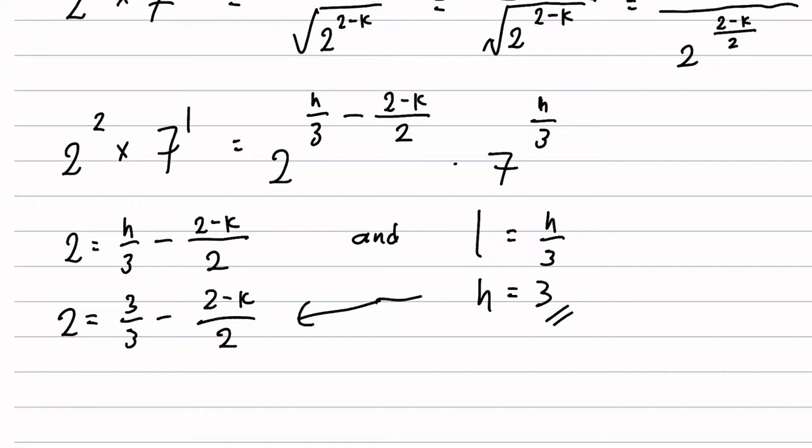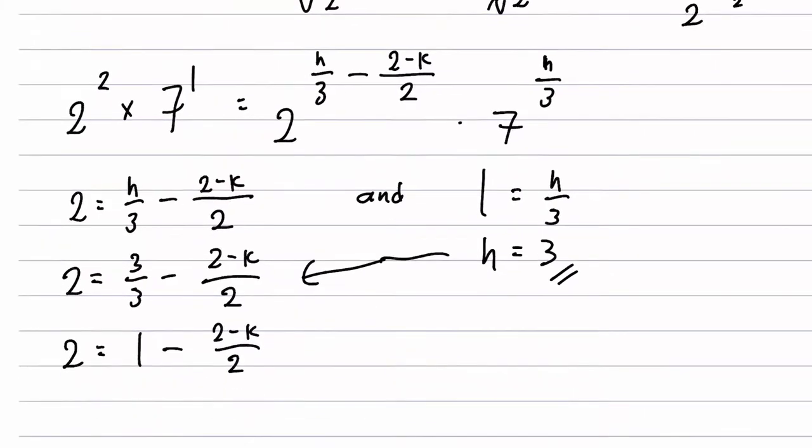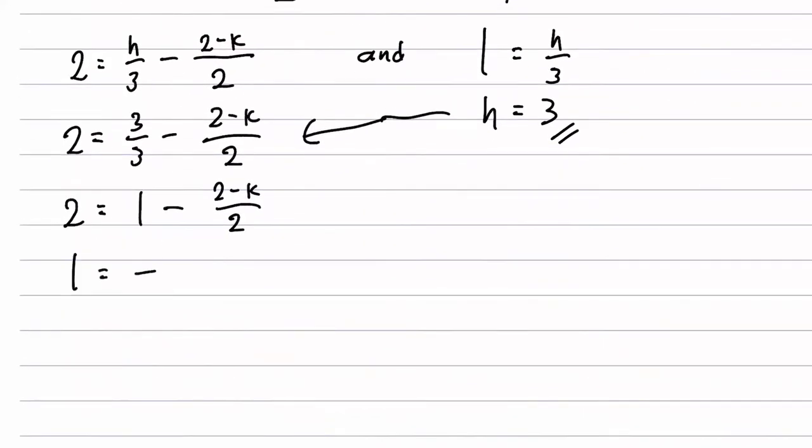Okay, this one I already sub in now. h with 3. Then 2 equals 1 minus (2 minus k) over 2. Minus 1 on both sides, you get 1 equals negative (2 minus k) over 2. Multiply by negative 2 on both sides, you get negative 2 equals 2 minus k. This negative 2 bring over. k equals 4. Yes.